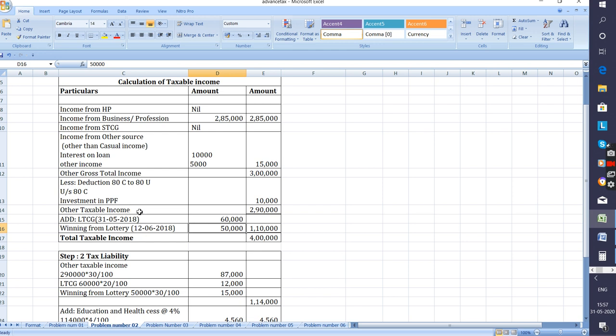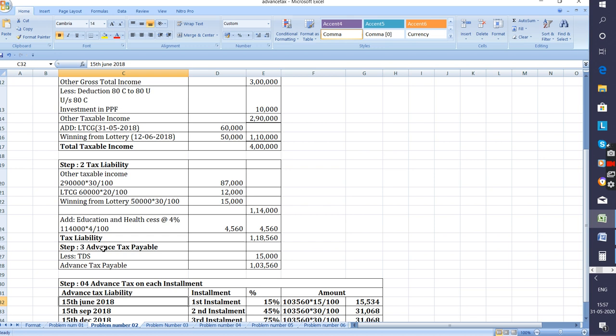Right, date is important for the long-term capital gain. If the date is not given, for both casual income and the long-term capital gain, you consider it is earned on the first day. Add these two, total will be 1,10,000. 2,90,000 plus 1,10,000, then the amount will be 4 lakh. This is the total taxable income.